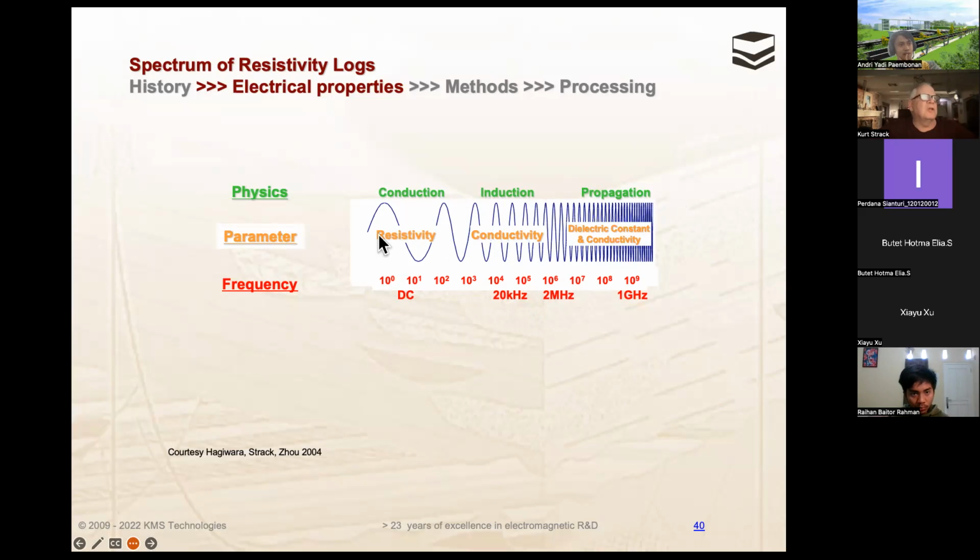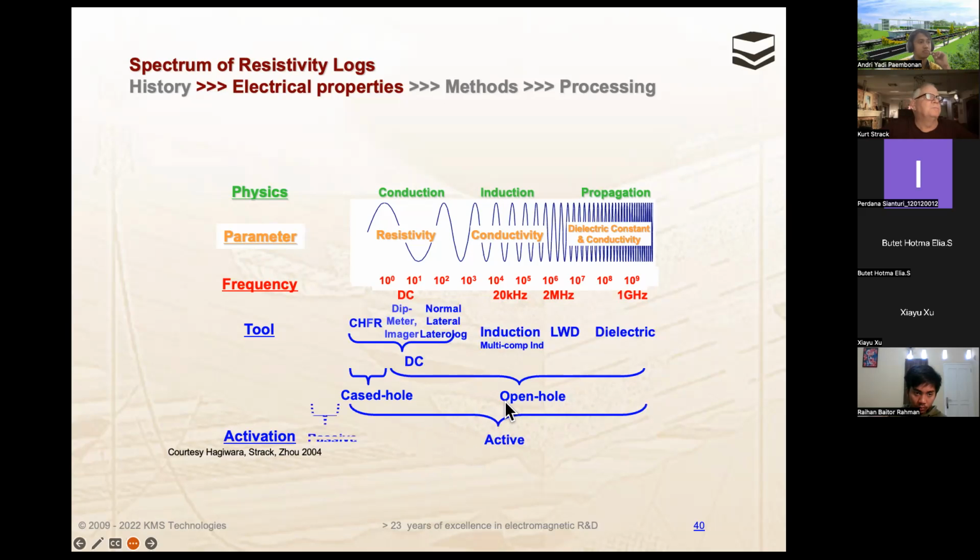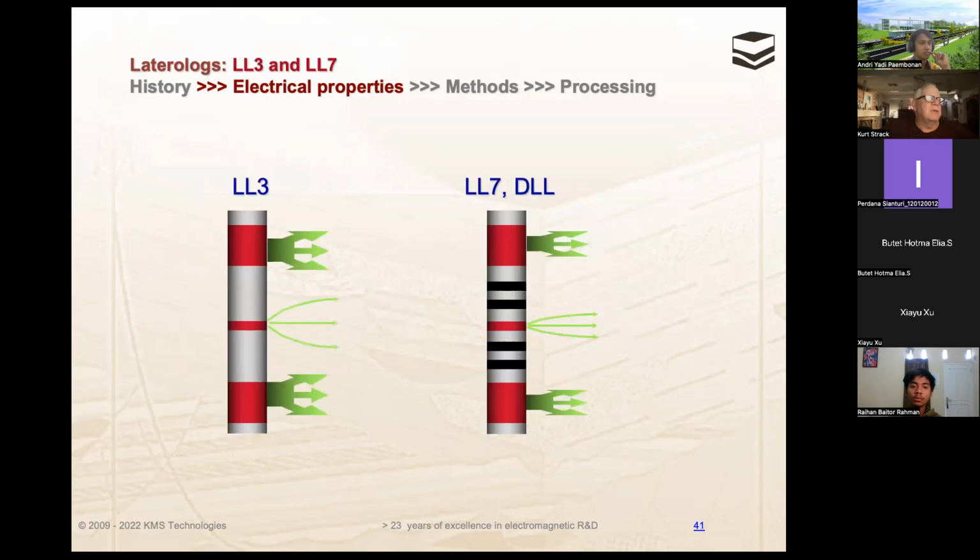The parameters we measure in the conduction case are resistivities, conductivities, and dielectric constant. And the tools are cased hole tools and open hole tools. And the rest of the names are not so important. You have then the different names of the tools, normal tools and induction tools, dielectric tools. All of these tools are active tools. And then there are passive tools, self-potential tools. And self-potential tools give you an idea about the porous zones, because the higher the self-potential, the more fluids you see.